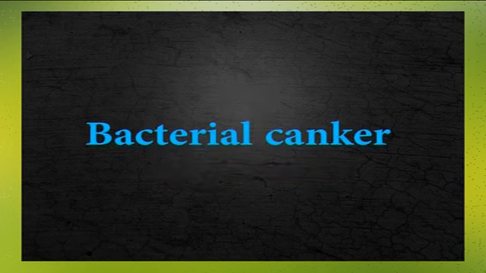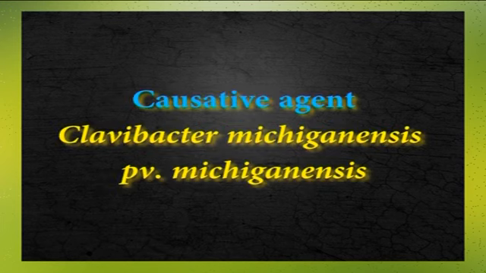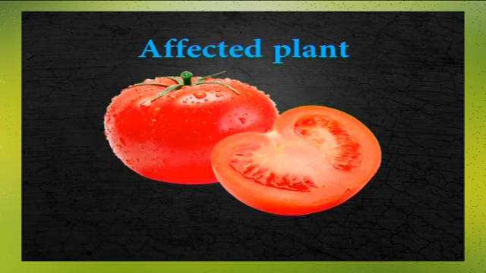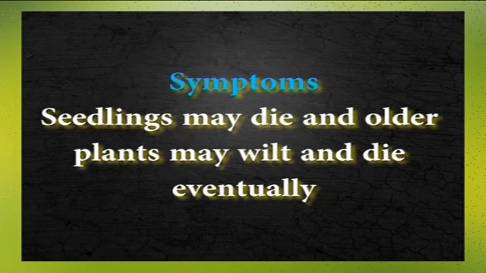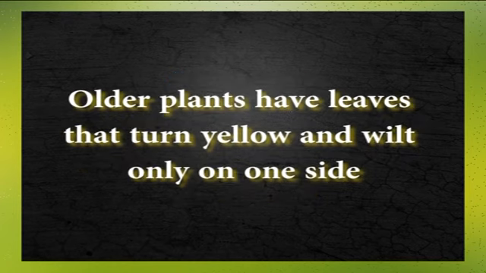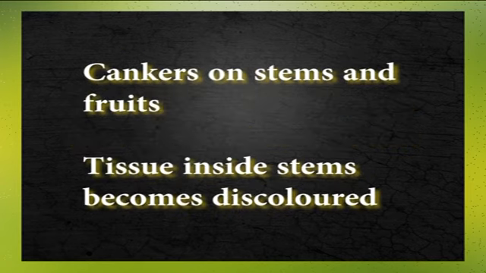The next disease is bacterial canker and the causative agent is Clavibacter michiganensis pathovar michiganensis, and it affects tomato, capsicum and chili. The symptoms are seedlings may die and older plants may wilt and die eventually. Older plants have leaves that turn yellow and wilt only on one side. Cankers on stems and fruits are also seen. Tissue inside stems become discolored.